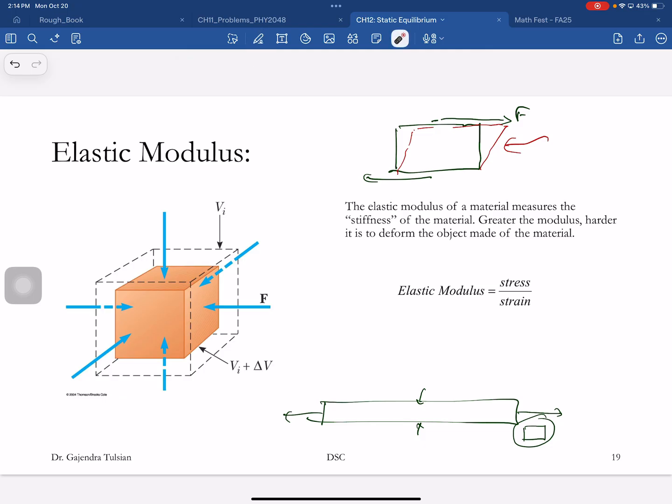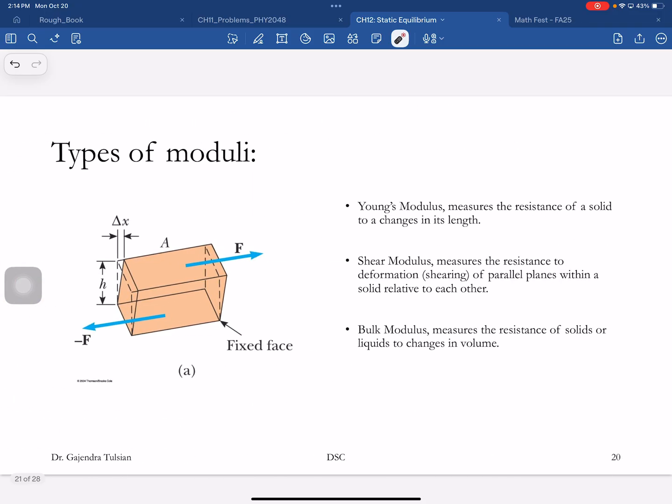So we'll look at elastic moduli. When an object is undergoing this kind of deformation, the relevant elastic modulus is called Young's modulus. This is bulk modulus, and this is shear modulus. Elastic modulus is the stress, force divided by the area, divided by the strain. All right, so there are 3 elastic moduli.